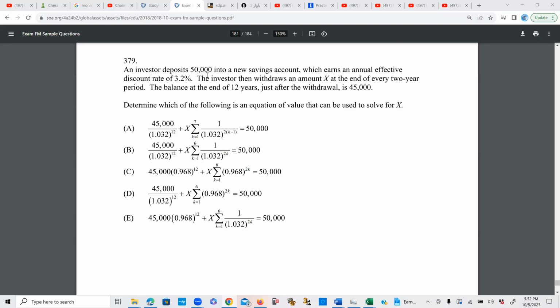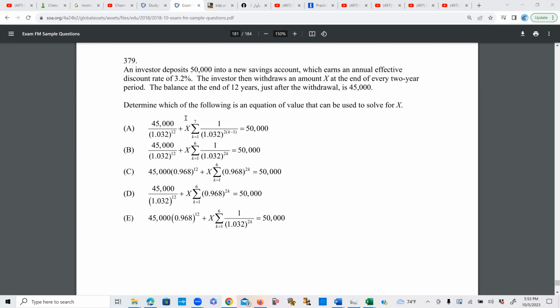An investor deposits 50,000 into a savings account, which earns an annual effective discount rate of 3.2%. The investor then draws an amount X at the end of every 2-year period. The balance at the end of 12 years, just after the withdrawal, is 45,000. Determine which of the following is an equation of value that can be used to solve for X.